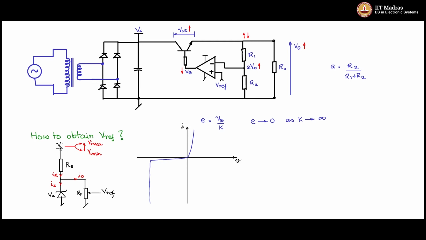Because you have two extreme points for Vi minimum and Vi max, you have two possible extreme operating points. One is when Vi is Vi max. When Vi is Vi max, the current that flows through Rs is Vi max minus Vz divided by Rs. So let us mark that operating point here.